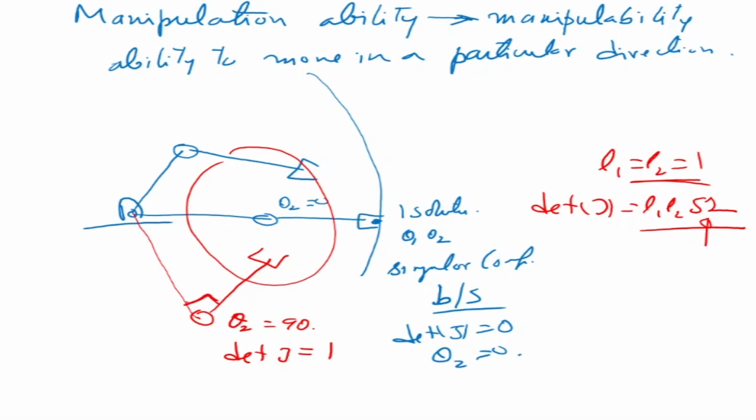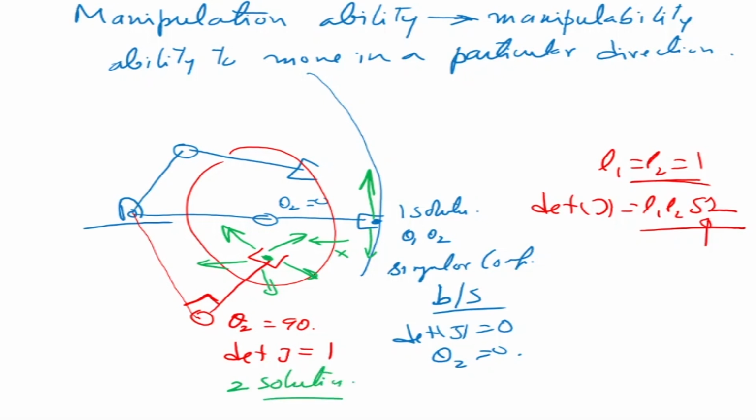Now what does this physically mean? This physically means that the robot can move in any direction easily or equally well. Whereas in this case it can move like this, but it cannot move like that. In terms of solutions, what does this mean? This means that there are two solutions.